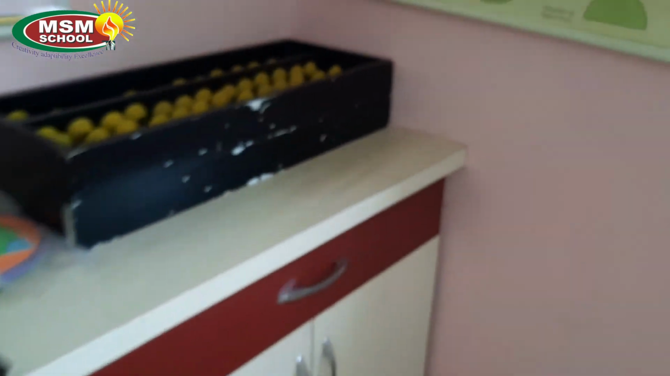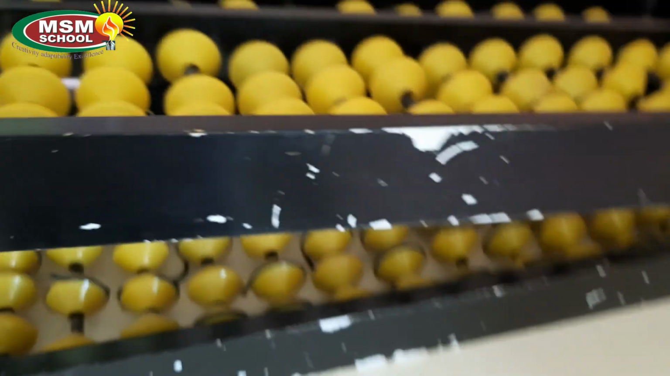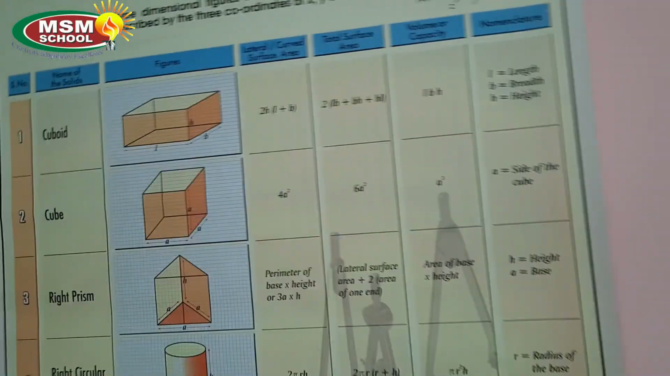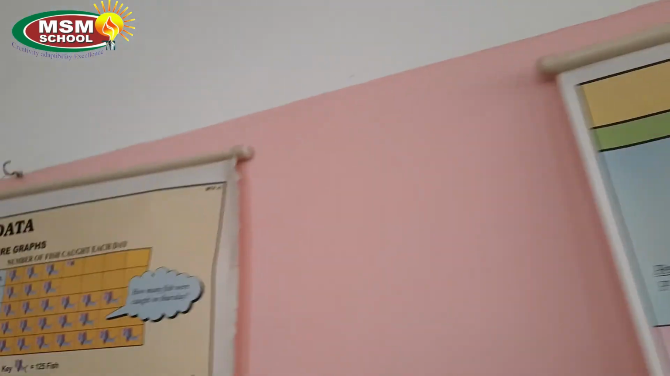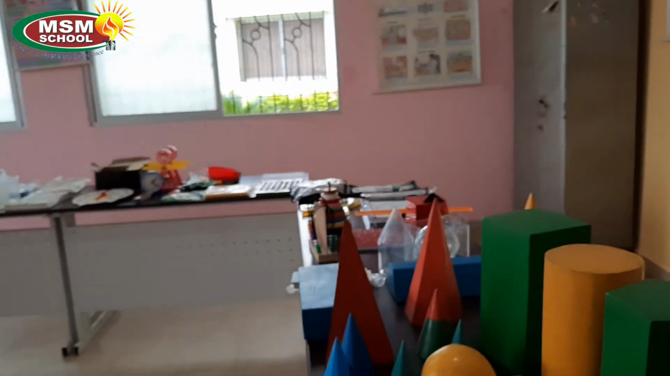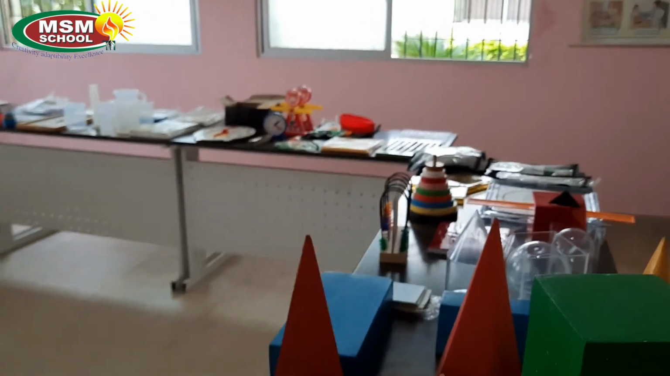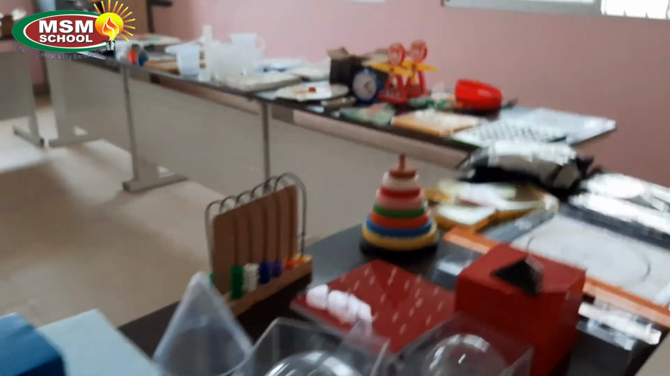All this equipment we have procured as maths lab equipment, and there are two big-size abacus instruments as well. And then we have charts on the wall, graph charts and three-dimensional figures, mensuration, data. So all these things are there. This is how the room looks, and children can stand next to these tables and work on this equipment.